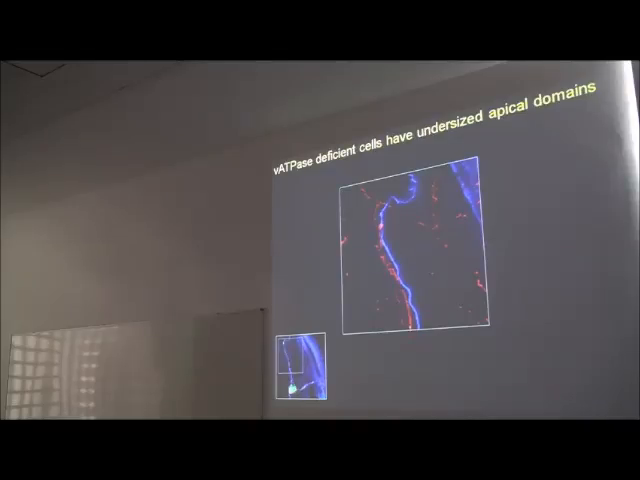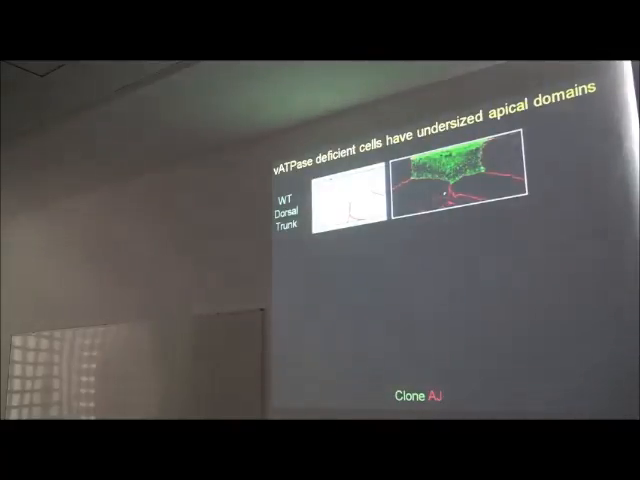So you can see the tube and the seam. So it's this cell, but we're looking way up here. So a greatly reduced apical domain in these green cells. And that turned out to be true in general in tracheal cells that are mutant for VHPAs.